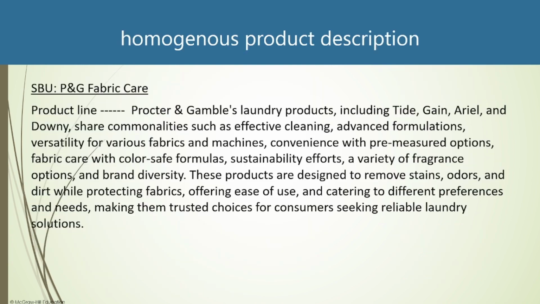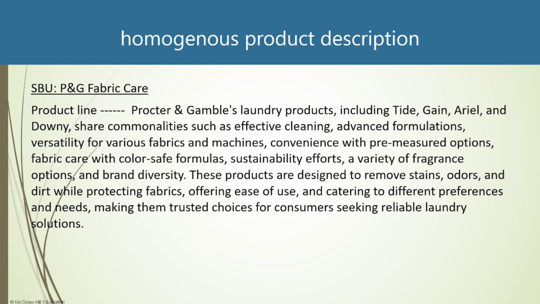And second, we need to talk about what are the commonalities of the products involved in this SBU. So for example, we have already identified the fabric care product line as the most important strategic business unit of Procter & Gamble. So what's the commonalities? What are the common characteristics of the products involved in this strategic business unit? Here are some descriptions that I have here.